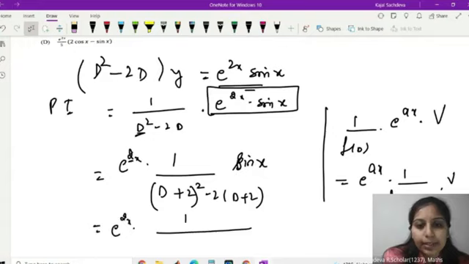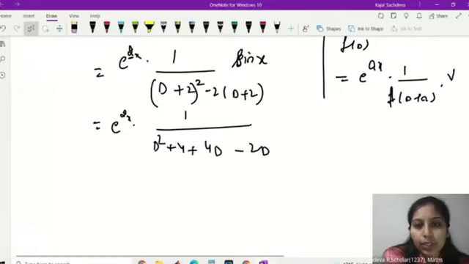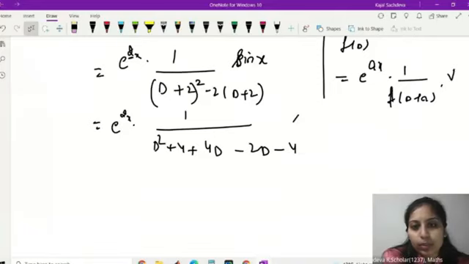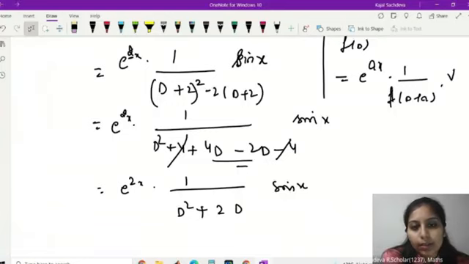So we get here D plus 2 square, that is a square plus b square plus 2ab, then minus 2D and minus 4 into sin x. So plus 4 minus 4 would be cancelled: e^2x upon D square plus 4D minus 2D, that is 2D, into sin x. So now we just have to solve this one.